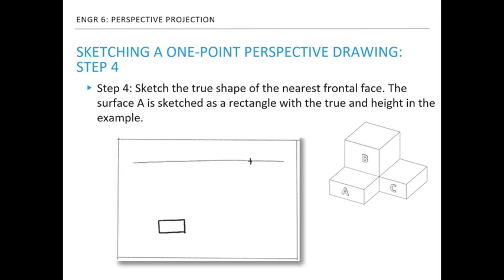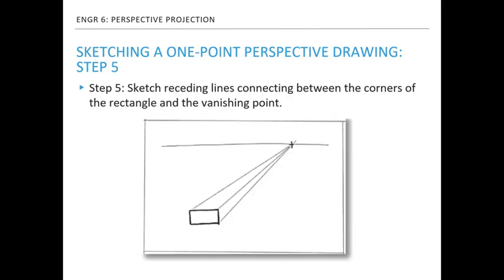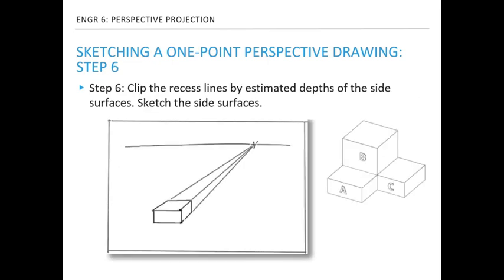So, sketch a rectangle with horizontal and vertical lines with 90 degrees angles, as if you're looking at the face A straight on. Sketch a construction line between each corner of the rectangle and the vanishing point. 3 construction lines are sketched. Clip the recessed lines by an estimated depth of the side surfaces. Since this is a freehand sketch, estimate the depth proportional to the overall shape. Sketch the vertical and horizontal lines to finish block A.